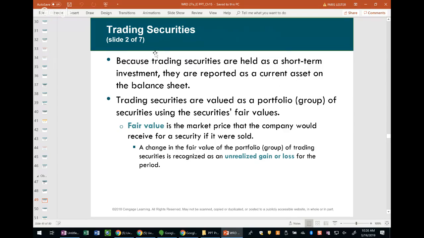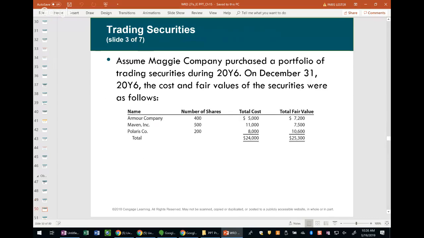Now, what we're doing here, we're going to look at the fair value on the balance sheet. Now, this company, we paid 5,000. This company, we paid 11, and this company, we paid 8.